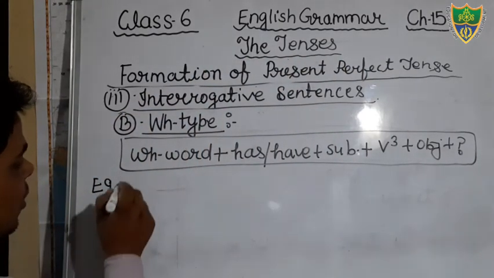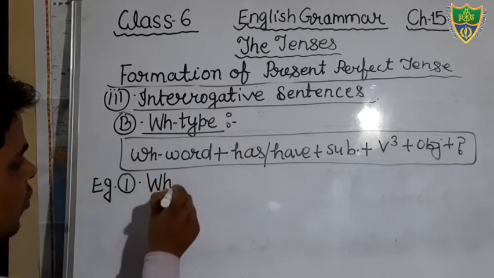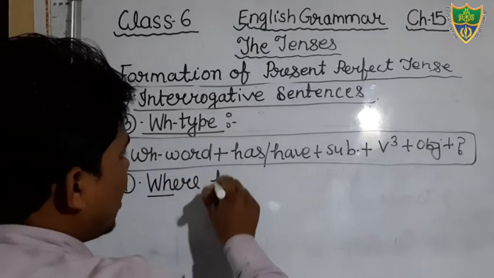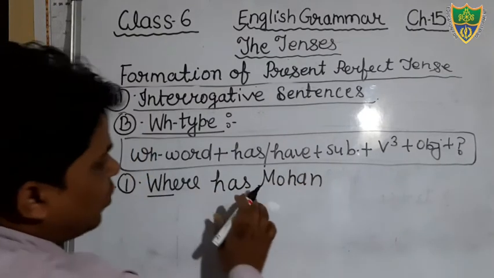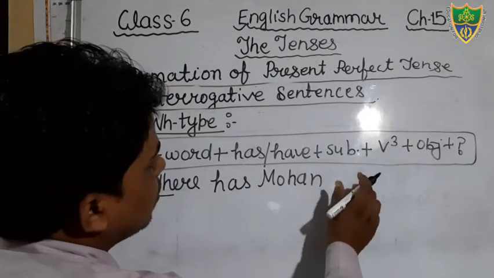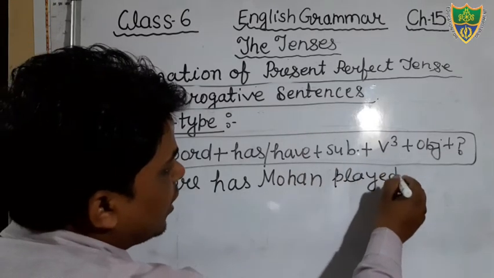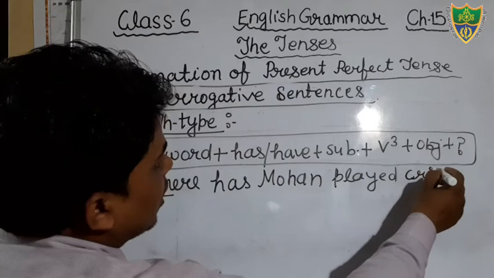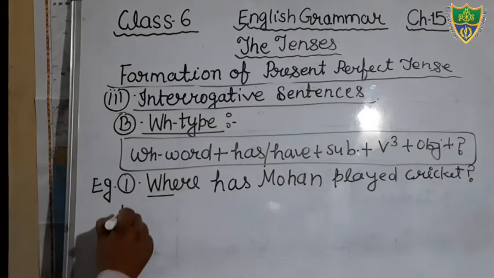So just see, students, first example we can see. Just see, where, that is a WH word. Where has Mohan? Mohan is singular, therefore I have added has here. Where has Mohan played? Play is the first form of the verb to which we will add ed. Where has Mohan played cricket? Cricket. Question mark.